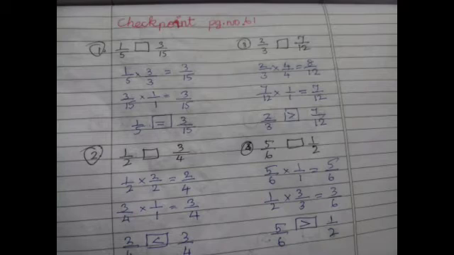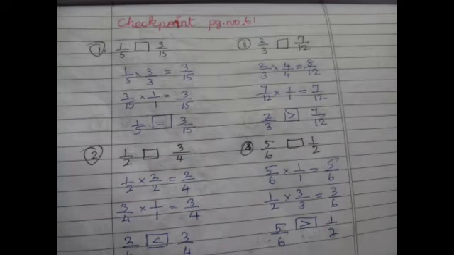Next one is a checkpoint, page number 61. Compare the numbers. Okay, first one is 1 by 5 and 3 by 15. See, the denominators and the numerators both are different numbers. So we need to compare the numbers by making them into equal fractions.